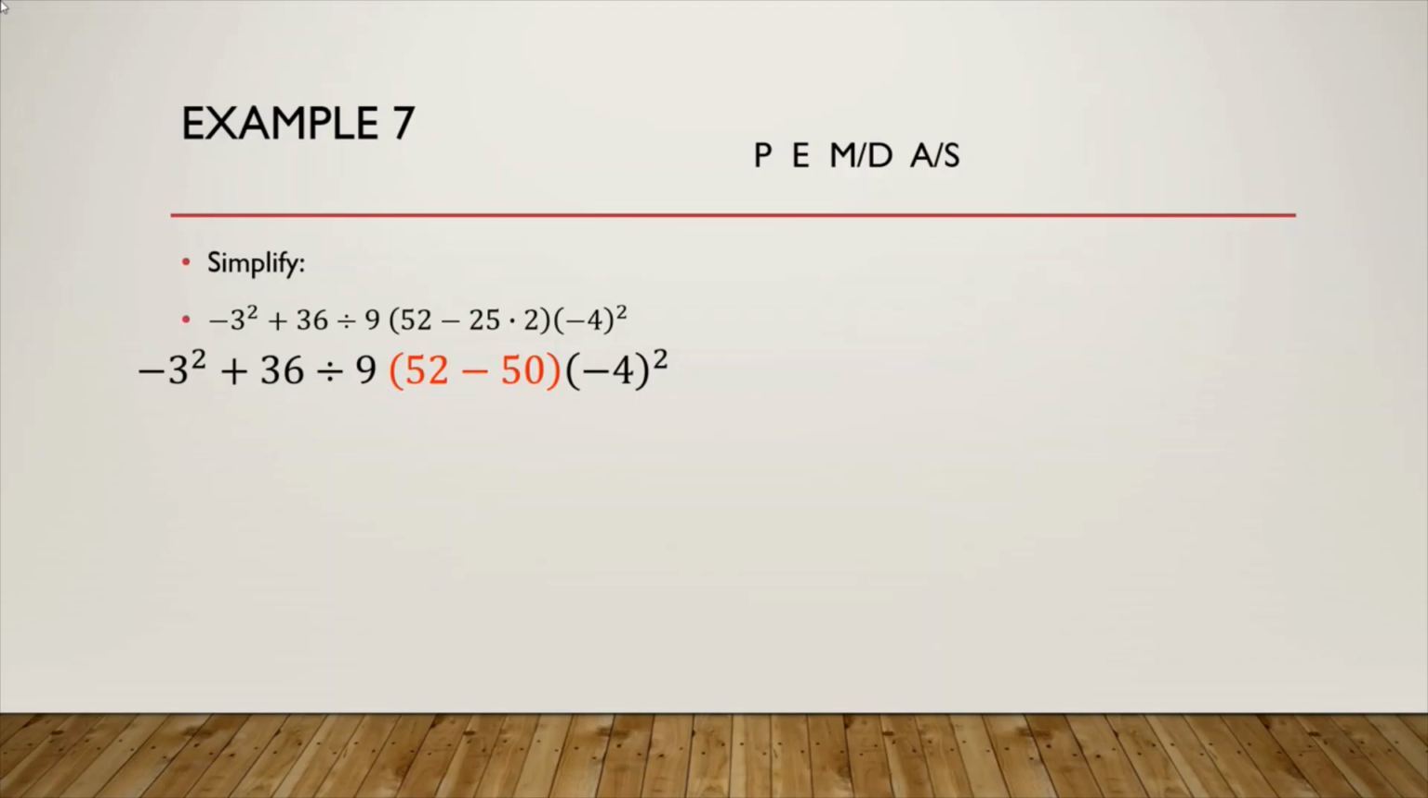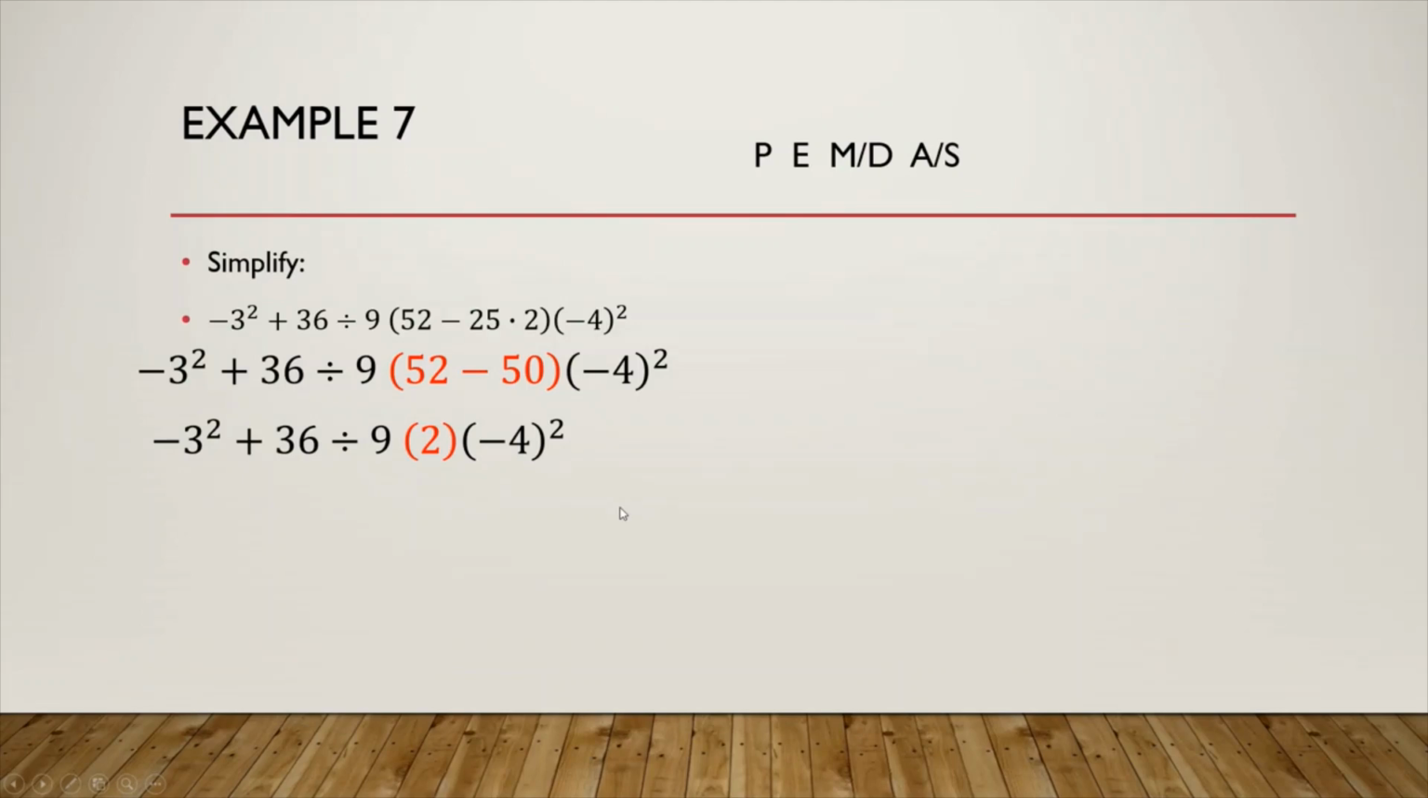So first you do what's inside the parentheses, and when you do what's inside the parentheses, order of operations follow. So you would have to do multiplication first, which is 25 times 2, and then subtract. So 52 minus 50 is 2. Then you simplify the parentheses. This parenthesis right here and this parenthesis, this is holding the sign, so it's a negative 4 that you're squaring. Also here, the parentheses are indicating multiplication.